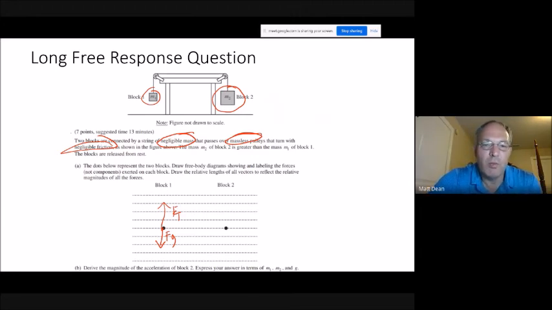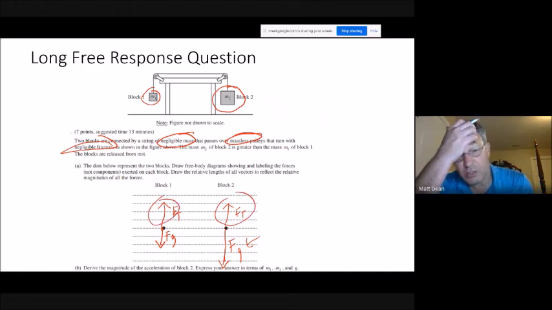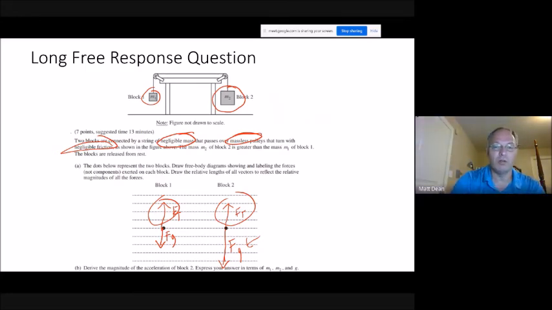For block 2, we have the weight going down. First of all, I need to make sure I draw that longer than I drew the Fg for block 1 because it's heavier. I also know that this block is going to fall down, which means that Fg here has to be bigger than the tension pulling up on it. It is important to note that the tension over here and the tension over here should be the same length. Again, no horizontal forces acting on these boxes. That's our answer to part A.